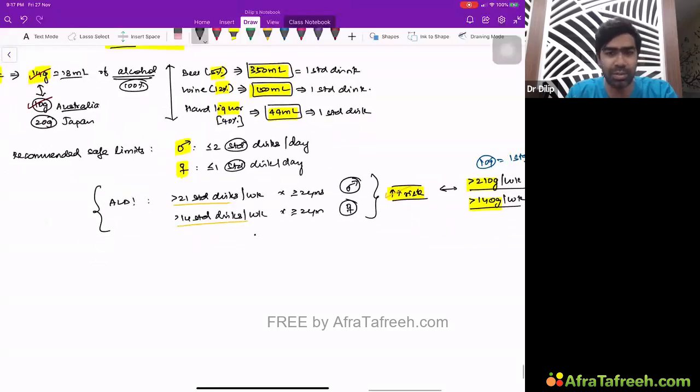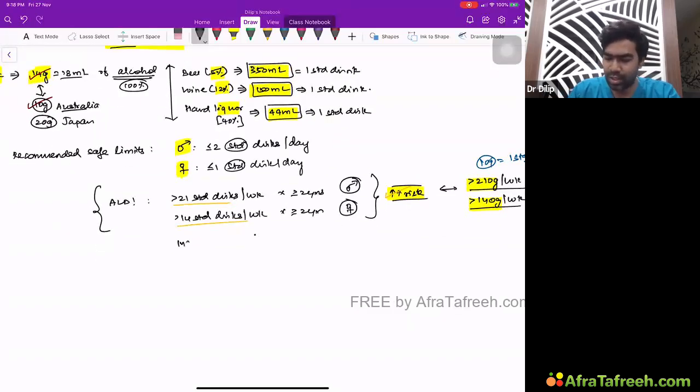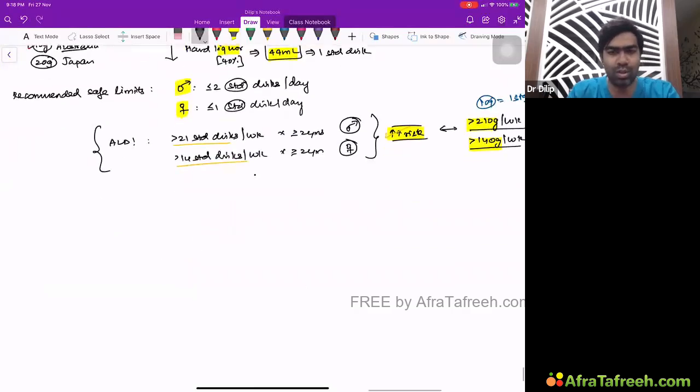So they're using 10 grams as one standard drink, but here one standard drink is equal to 14 grams of alcohol. Nevertheless, this is the idea. That's what you should know. And a substantial increase of alcoholic liver disease is there whenever the patient is taking more than 210 grams per week of alcohol or more than 140 grams per week of alcohol.